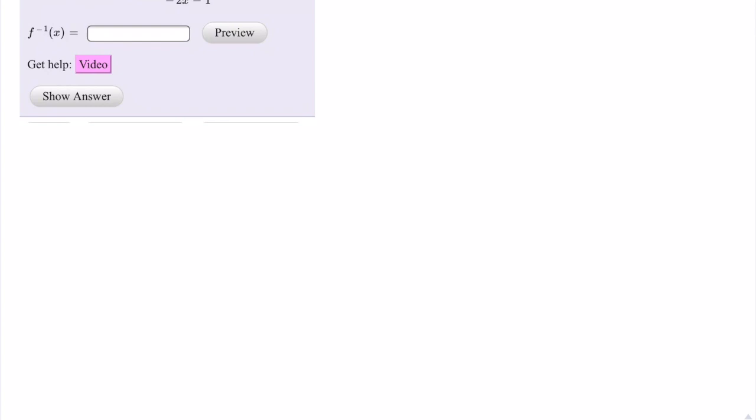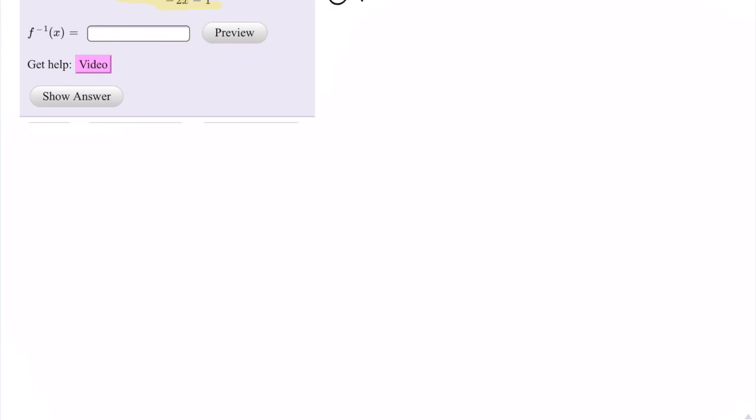For example, we're going to find the inverse where the function is a rational function. As we can see here, our function given to us is f of x equal to negative 5x plus 1 over negative 2x minus 1. So I think the first thing I would do is maybe work with this function.